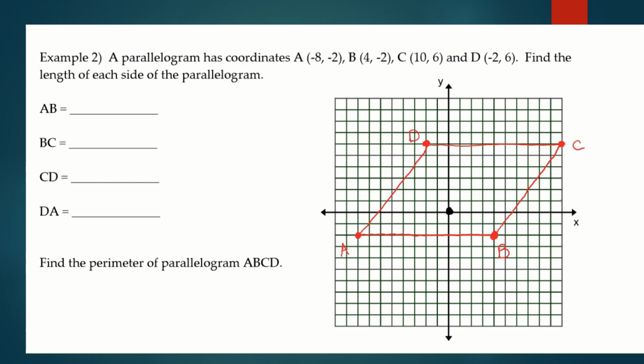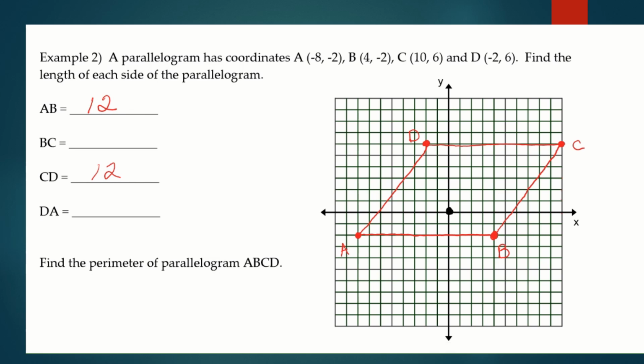So AB, if I count from point A to point B, I have 1, 2, 3, 4, 5, 6, 7, 8, 9, 10, 11, 12. So it's a distance of 12, or I should say a length of 12. From C to D, starting at C, counting 1, 2, 3, 4, 5, 6, 7, 8, 9, 10, 11, 12, once again, which makes sense because this is a parallelogram.